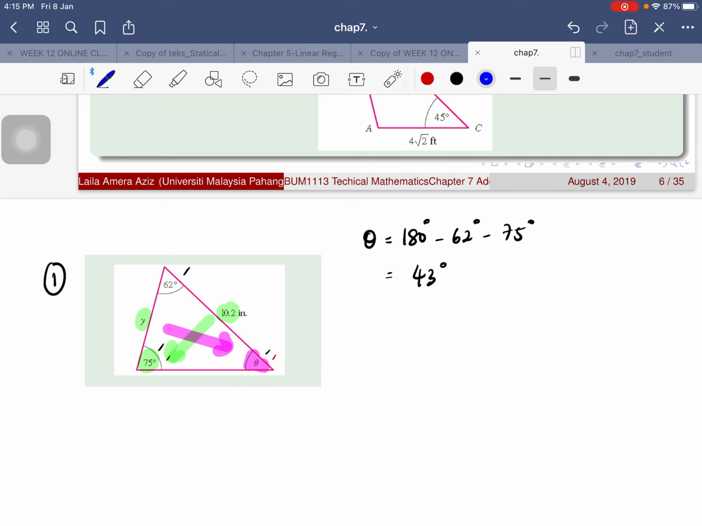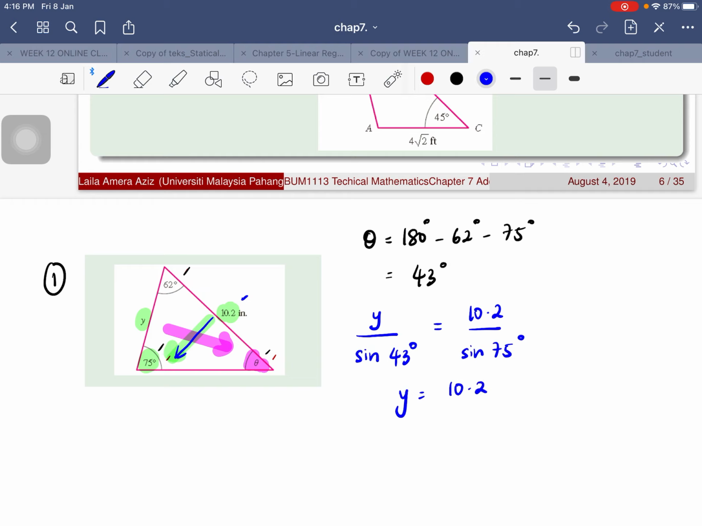So I wanted to find y, so I'm going to put y on the top, and the angle opposite to y is going to be sine of theta, that we already know is 43 degrees. And the length that we know is 10.2, and the angle opposite to that length is 75 degrees. So you can simply use your calculator for this.